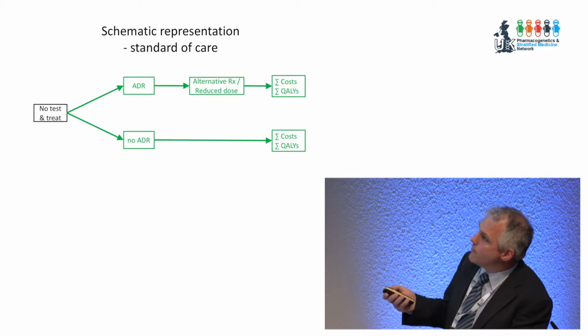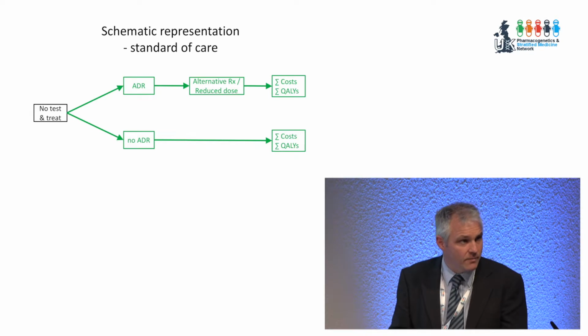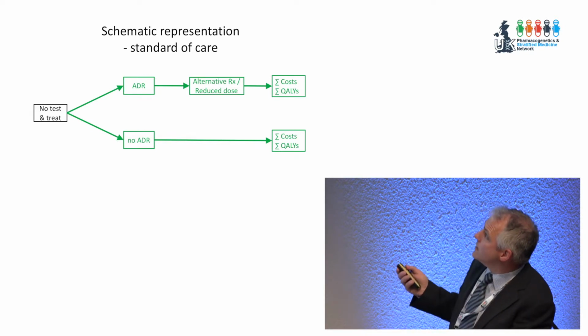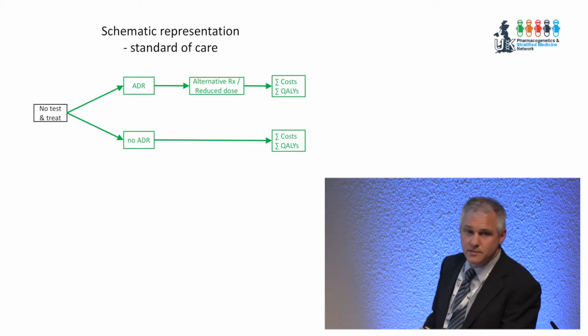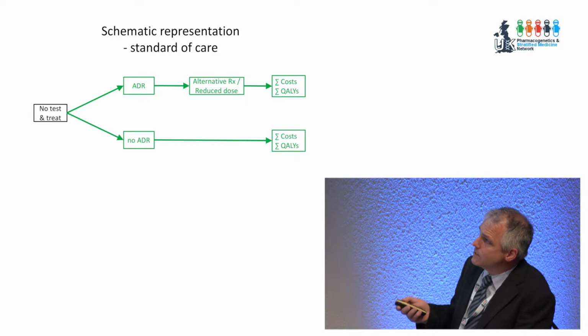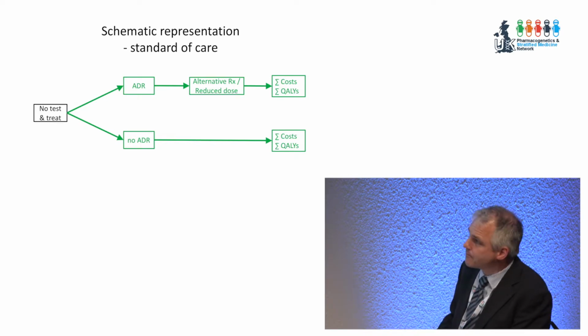Now, if a patient were to experience an adverse drug reaction, the likelihood is that the dose might be reduced, or they may be taken off that treatment and prescribed an alternative treatment. And so what we would do then is estimate the costs and the QALYs associated with this group of patients who have experienced an adverse drug reaction. And overall, given the probability of an adverse drug reaction occurring, we know what the weighted average costs and QALYs are in relation to standard of care.